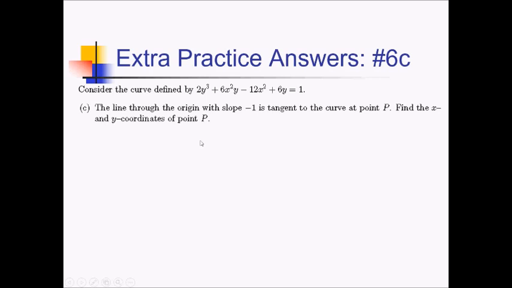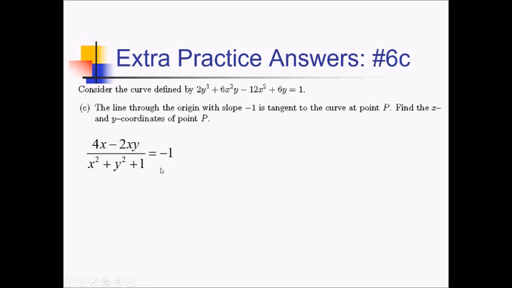For this last part of the problem, the line through the origin with slope -1 is tangent to the curve at point P. Find the x and y coordinate of point P. All right, so basically trying to find the tangent line for this thing that has a slope of -1. Well, one way to think about this is that our derivative, this thing right here that we saw in the earlier part, has to have a value of -1. Because if we're looking for the tangent line with a slope of -1, that means at the point of tangency, the original function also has a slope of -1. So we need this to be equal -1.